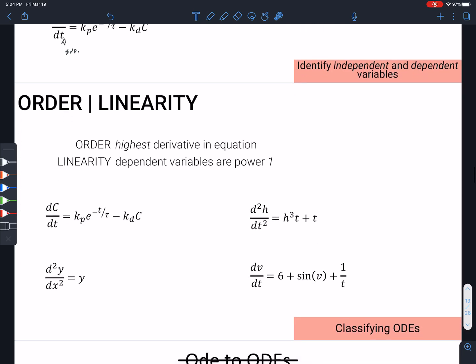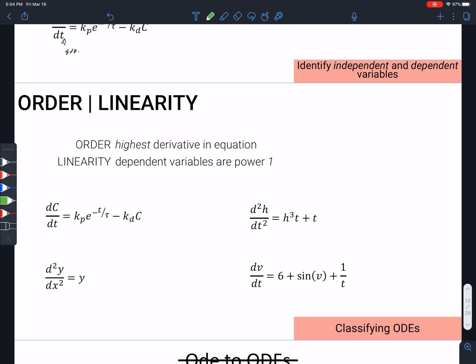Another concept that is good to have in mind is the concept of order and linearity, right? As it's written here, order is the highest derivative in an equation, and linearity depends on whether the dependent variables are linear or non-linear. Here, power 1 is one way to describe them as linear, for example. Right, so let's look at this first equation here.